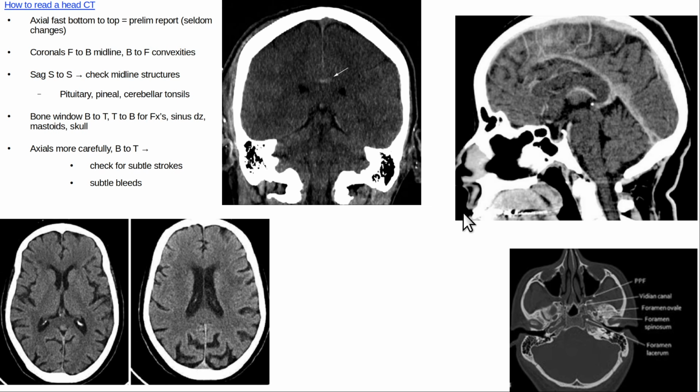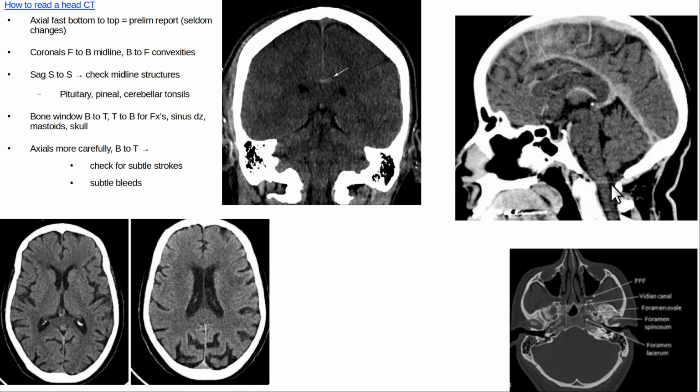After I've gone through the coronals, then I look at the sagittals. The sagittals are the cuts vertically from side to side. I will especially look at these midline structures. I make sure that the cerebellar tonsils are where they should be, above the foramen here, above what's called the basion-opisthion line. The back of the clivus right here is called the basion. This is called the opisthion.